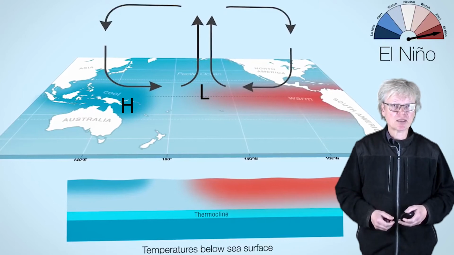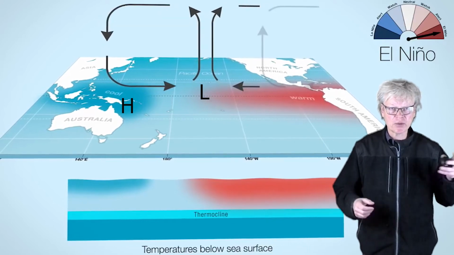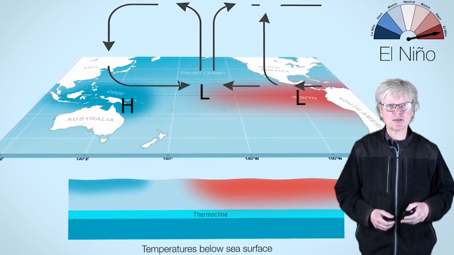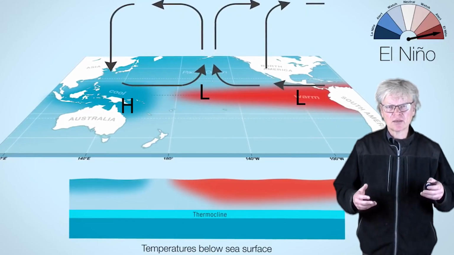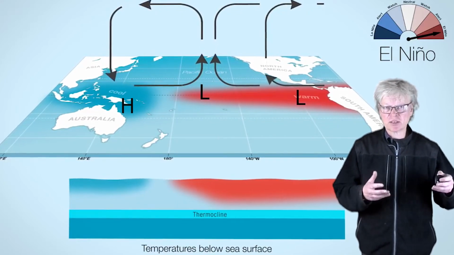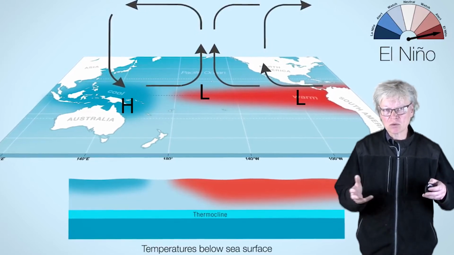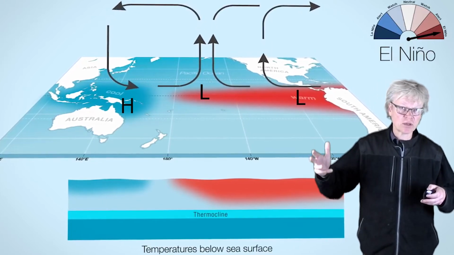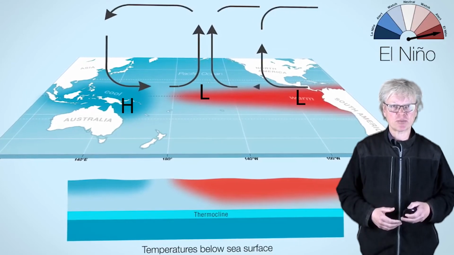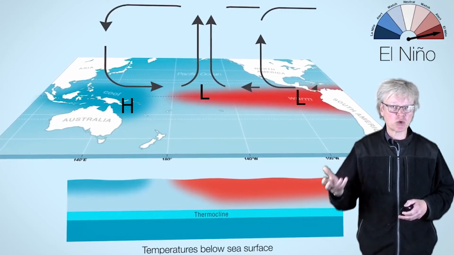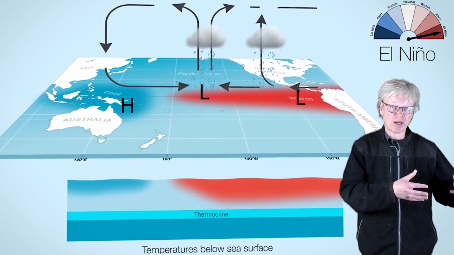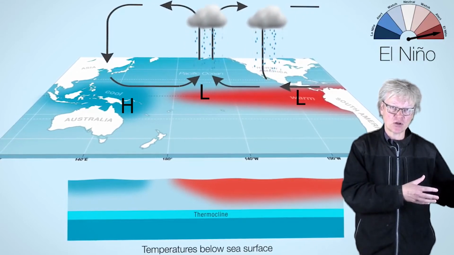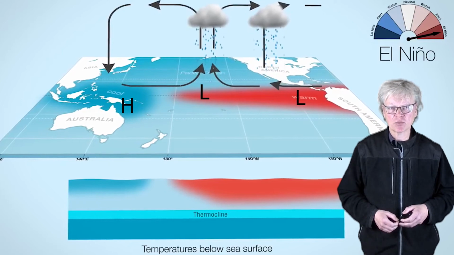over the western part of the Pacific, and you end up with a much smaller convection cell over the eastern part of the Pacific. Now, what that means is because the winds aren't blowing the water towards Australia, that warm water sloshes back across the Pacific. And so you end up with much cooler water near Australia and much warmer water in the central part of the Pacific and closer towards South America.